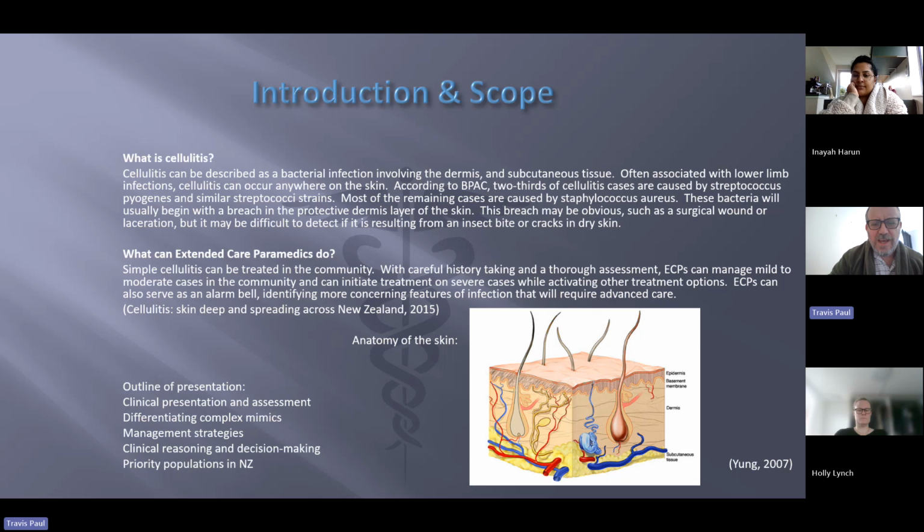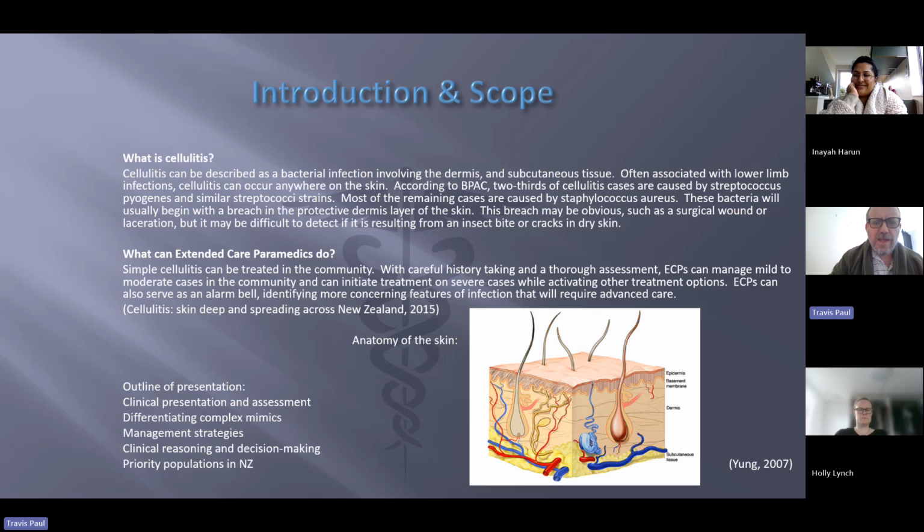You can see the diagram that shows the layers of skin there. It affects the dermis, all the way down to the subcutaneous tissue. It's often associated with lower limb infections, but it can be anywhere. It can pop up anywhere you have skin.